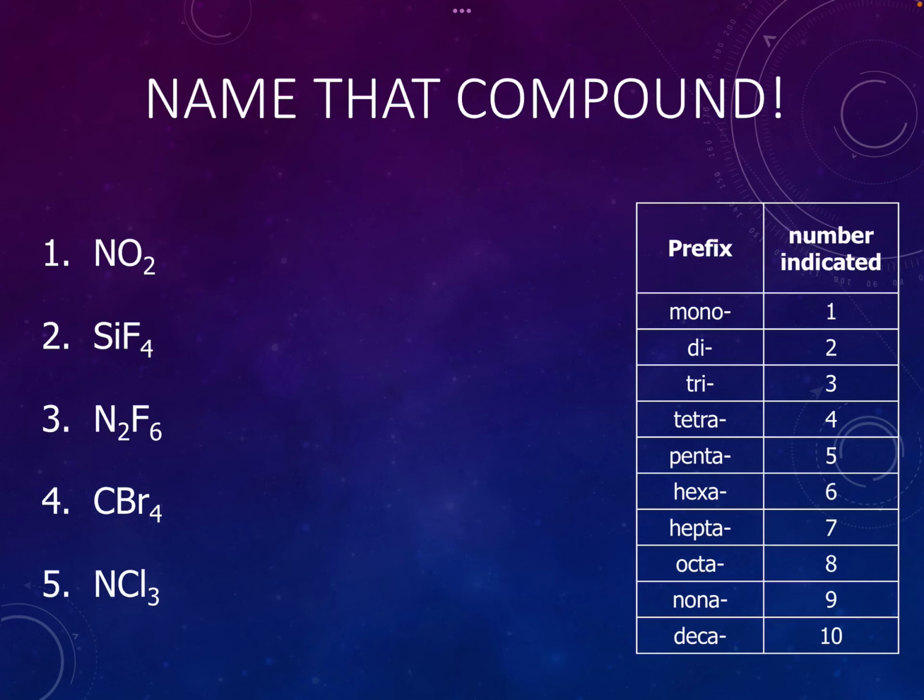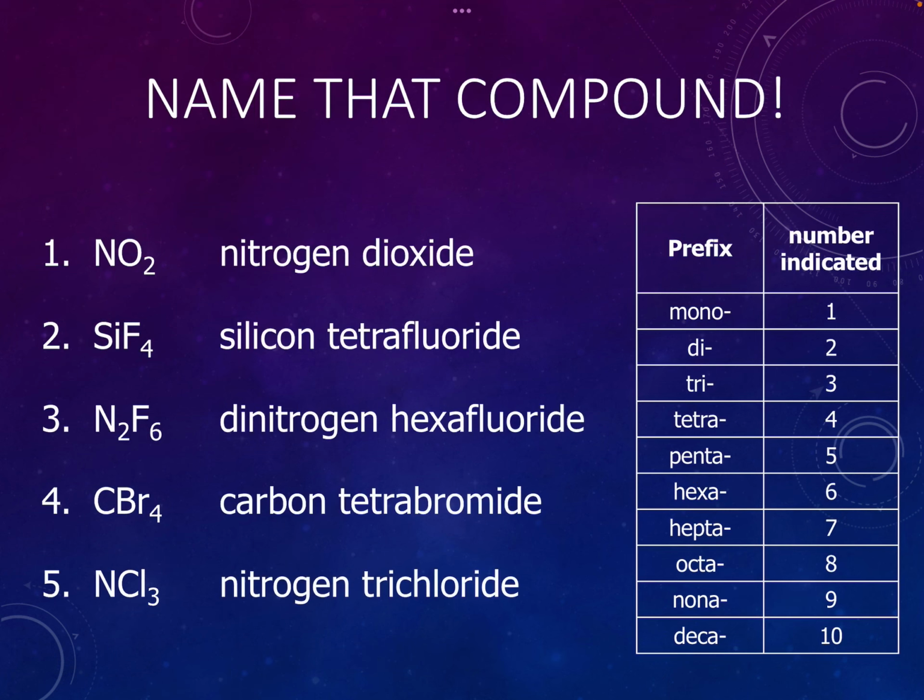All right, so for this first one, we have just 1 nitrogen, right? So we'll use nitrogen dioxide. 1 nitrogen, no mono here, because we don't use mono just for the first element. And there's 2 oxygens, so that's dioxide. Same thing for the next one. It's silicon, again, no mono, just silicon, and then there's 4 fluorines, so we call that tetrafluoride.